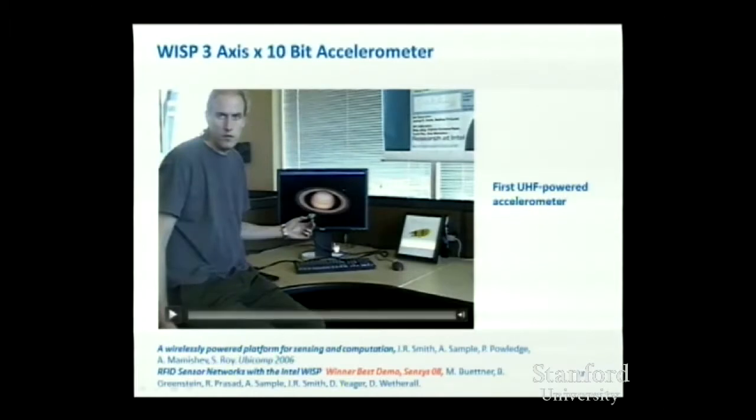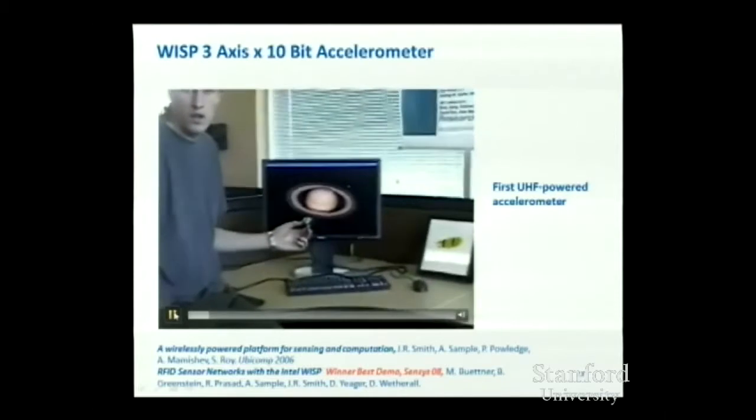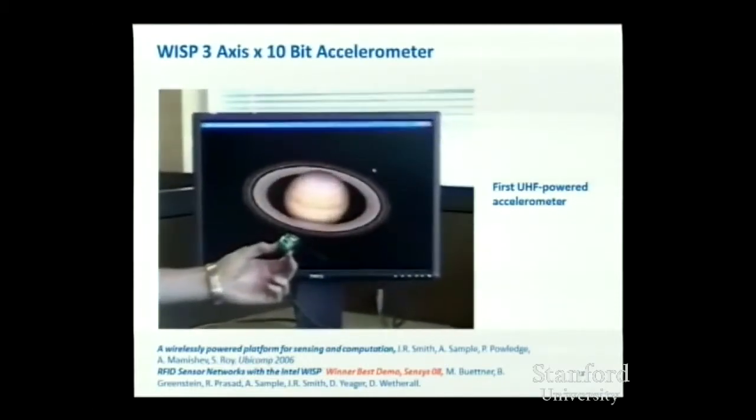So what I'm going to show you in this video is an early WISP. So this over here is an RFID reader. It's been dressed up to look like a picture frame. And in my hand is a 3-axis accelerometer WISP. So I'll play the movie here. I'm working the remote control with my other hand, which is why I look very strange there.